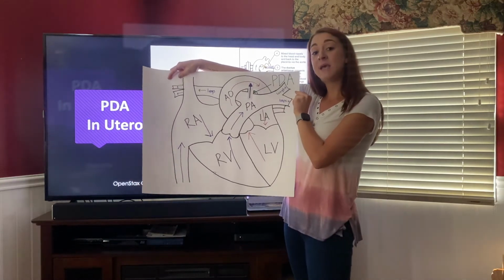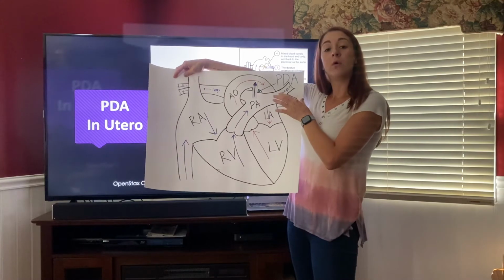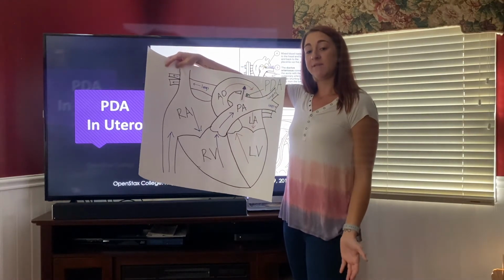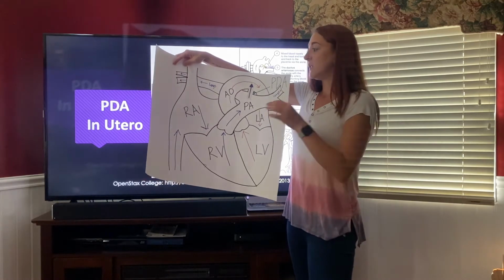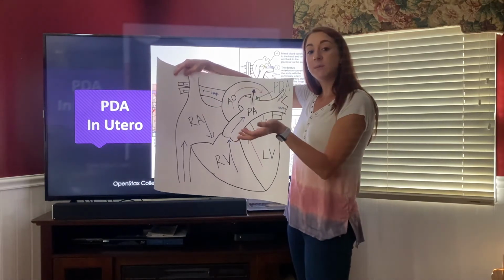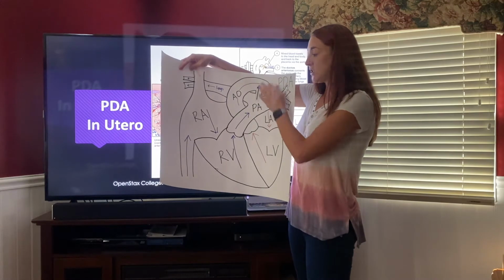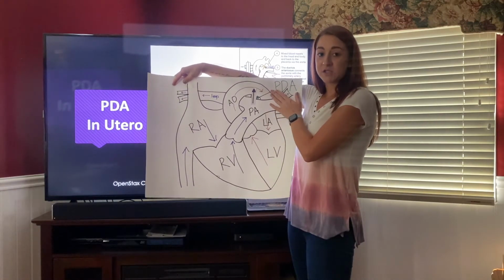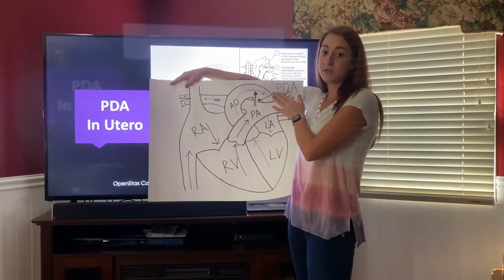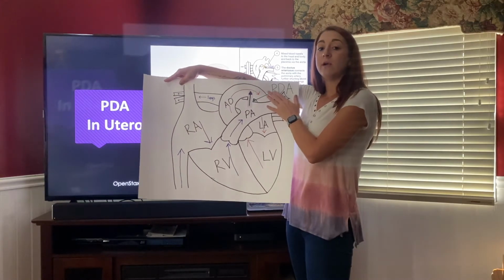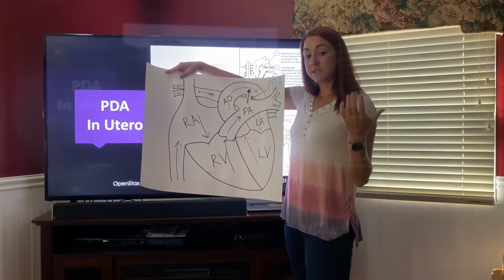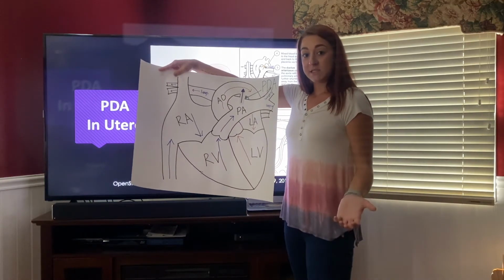Now what happens after the baby is born? The cord is clamped, pulmonary vascular resistance drops, and systemic vascular resistance rises. This will allow blood to go to the lungs to be oxygenated, and as oxygenated blood flows through the heart, that PDA is very sensitive to oxygen, so it will start to close in the first 1 to 3 days of life.